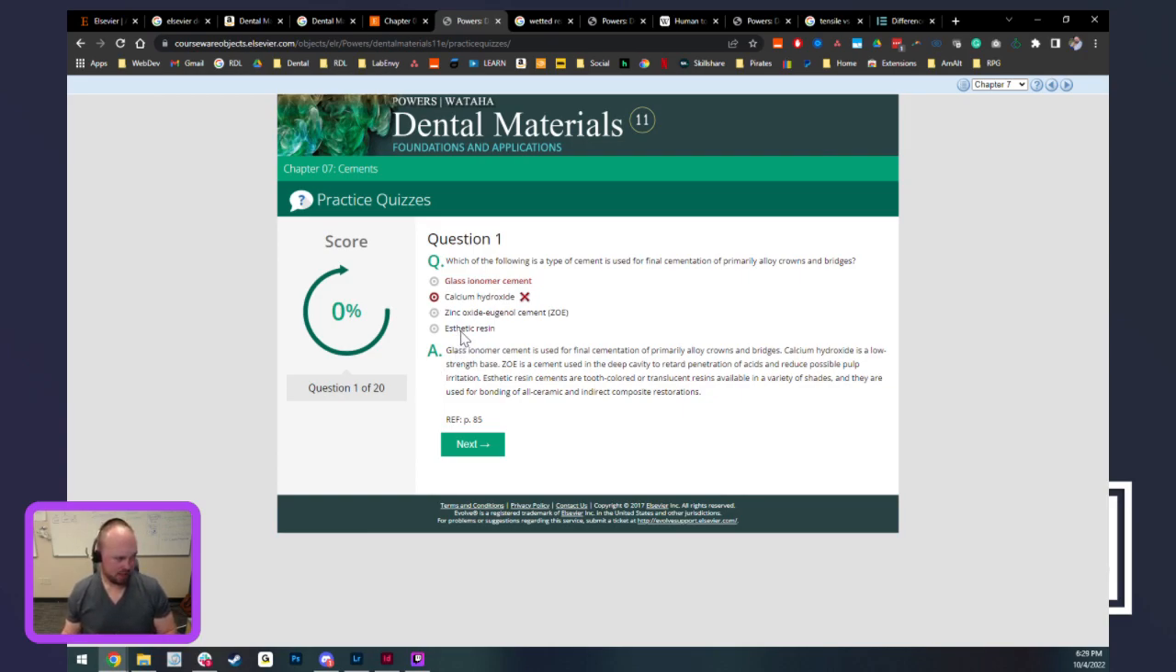So, aesthetic resin is used for your Emax and all ceramic and indirect composite restoration. Like if you're doing an inlay or onlay that's actually been done on a model, that type of stuff. Calcium hydroxide is a low strength base. I got it all wrong. All right.